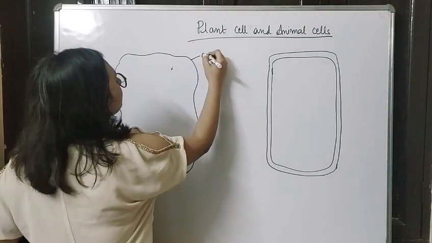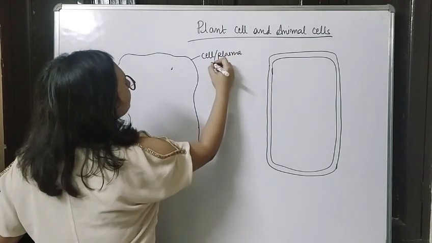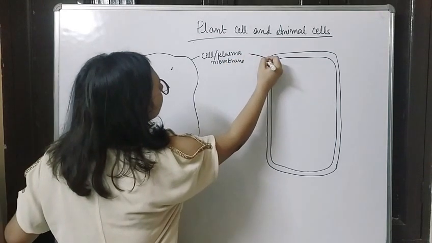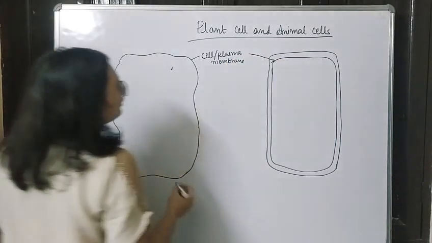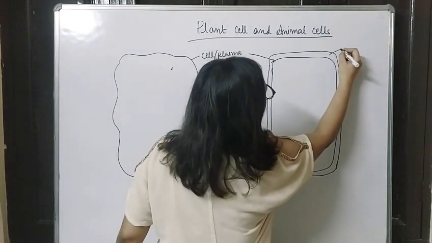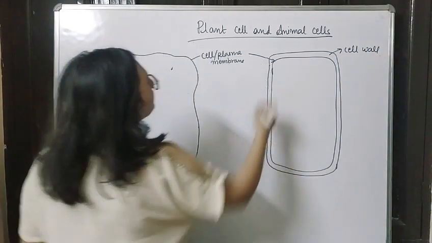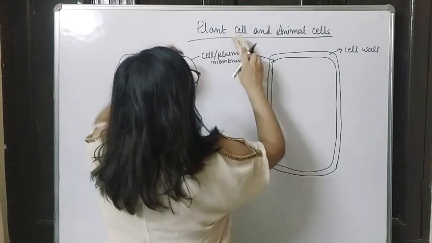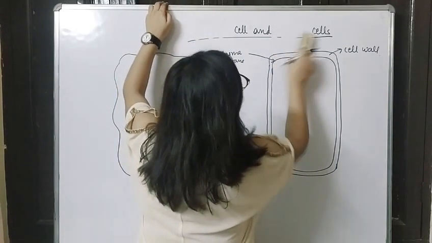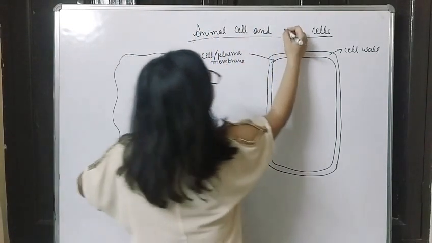Class, this is known as cell, or you can say plasma membrane, right? So this is the plasma membrane. Now in plant cell you can see outside the plasma membrane they have one more covering, and this is your cell wall, and this is present only in plant cell. Now this is your animal cell, and this is your plant cell.